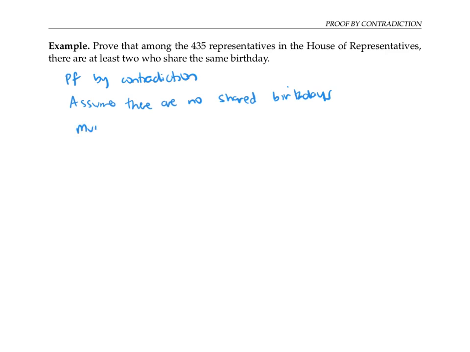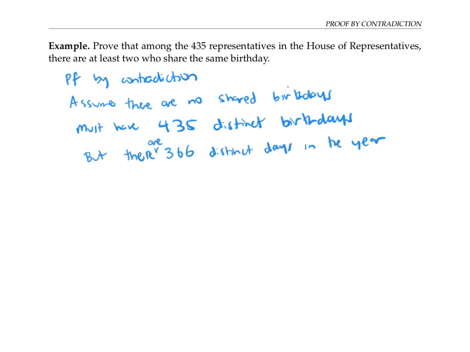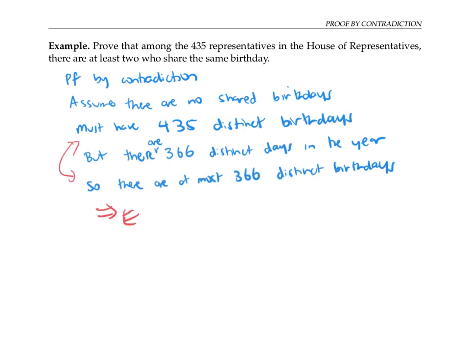That means that we must have 435 distinct birthdays, but there are only 365 days in the year, 366 if you consider a leap year. So there are actually at most 366 distinct birthdays. This is the contradiction that proves the statement.